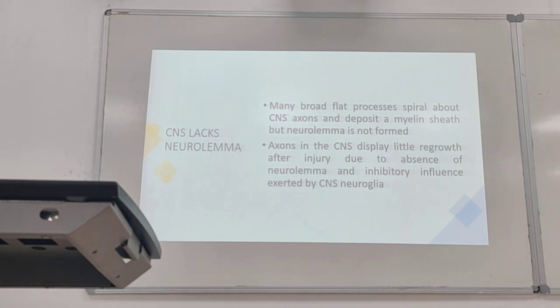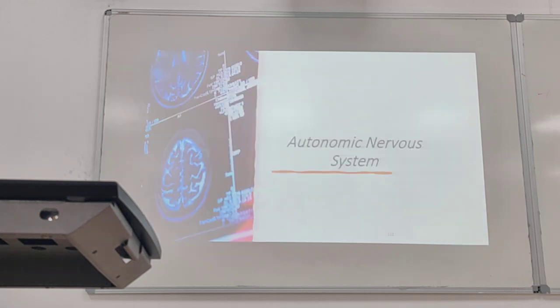And last of the boring slides: many broad flat processes spiral around the CNS axons and deposit a myelin sheath, but neurolemma is not formed. Axons in the CNS display little regrowth after injury due to absence of neurolemma and inhibitory influence exerted by CNS neuroglia. So can you tell me why I took 10 slides for this? Because everything is based on this.